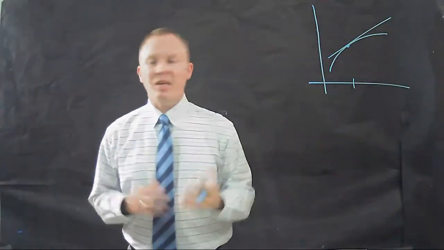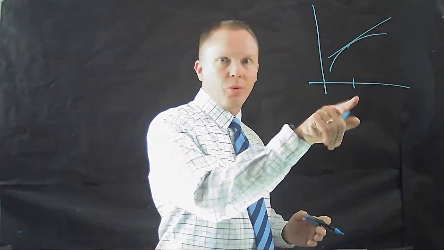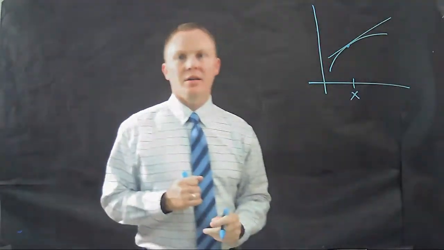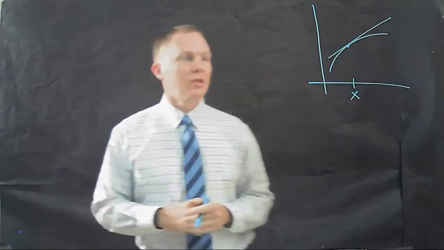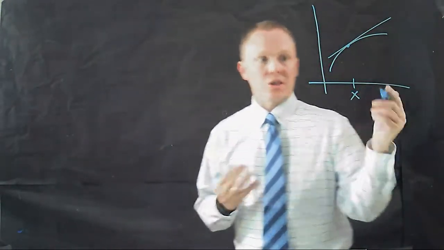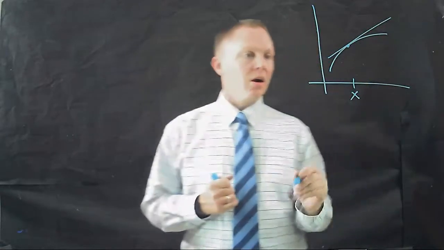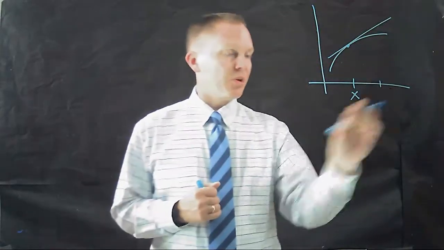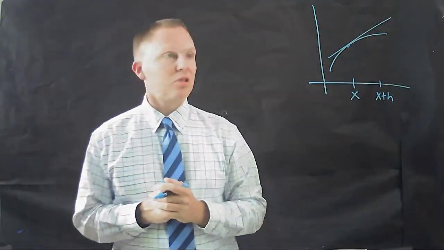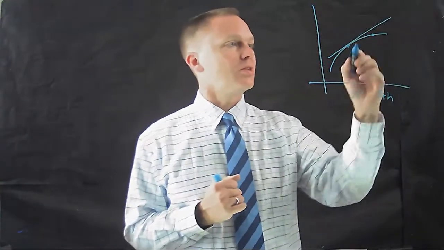So now, instead of saying I want to know what the slope of the tangent line is at this point x equals 2, I'm just going to say it's x equals x, any old x value. Just like before, if I'm interested in the slope of that tangent, I'm going to pick another point that's a little bit away from x, x plus h, or h units away from x.